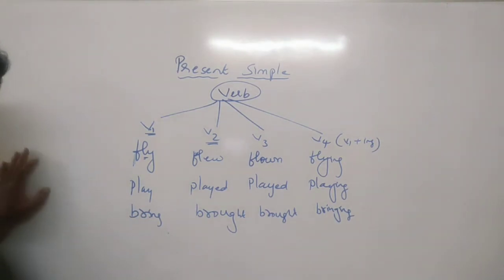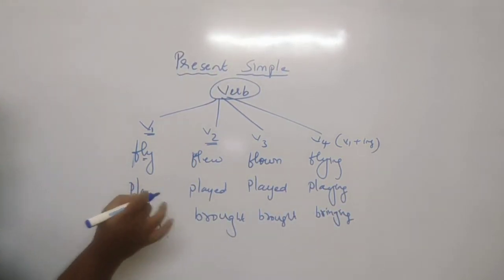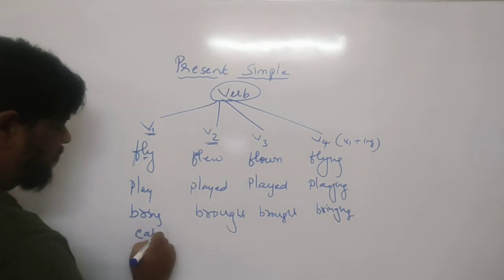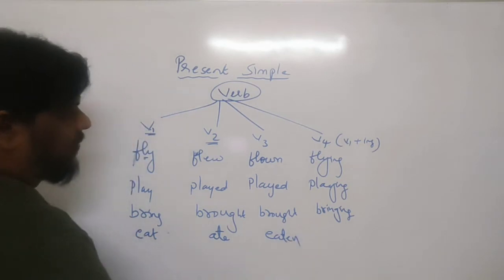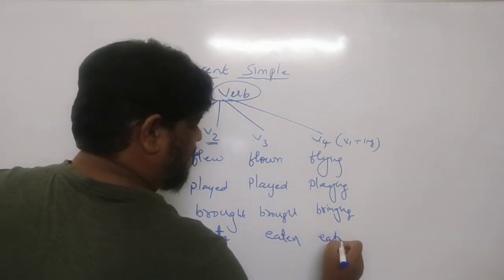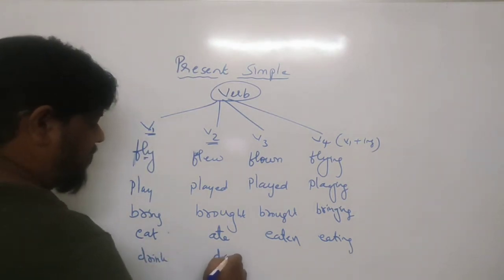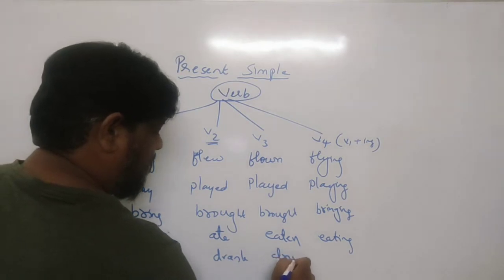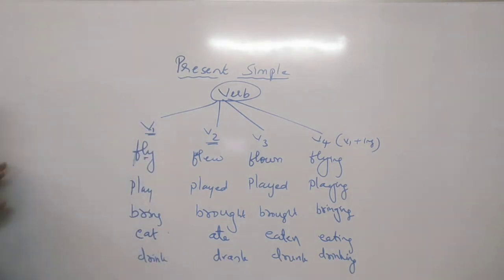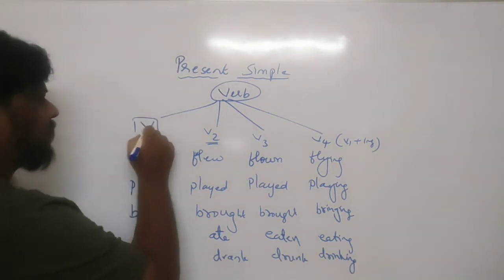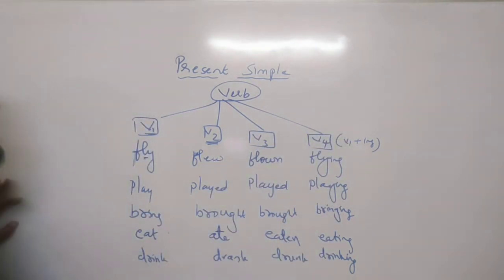I'll take one more example. This example which I'm writing now, we will use as a regular example for all the tenses we are going to learn. Eat, past tense will be ate, past participle will be eaten, and V4 is eating. The same way, drink, drank, drunk, drinking. So we will use V1, V2, past participle, and then V4, that is the progressive form.